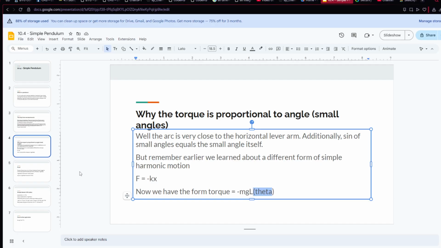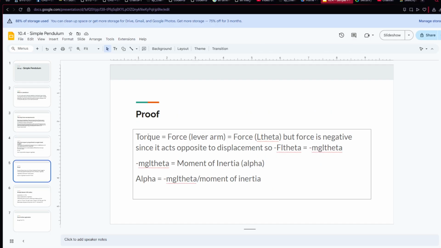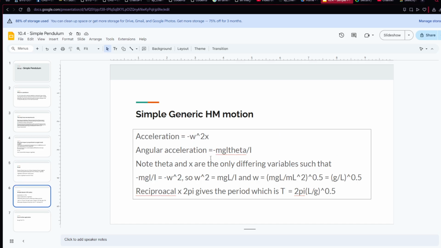So that's how the book likes to derive it, but I don't like it that way because I'm not going to just accept something because it sounds sound. I'm going to attempt to prove it algebraically. So torque equals force times lever arm. So this is the entire proof.